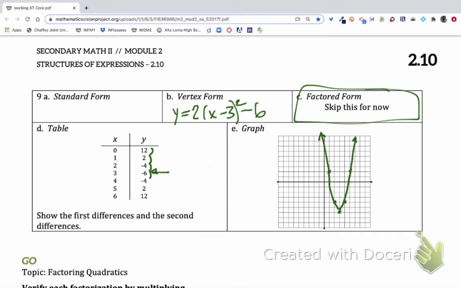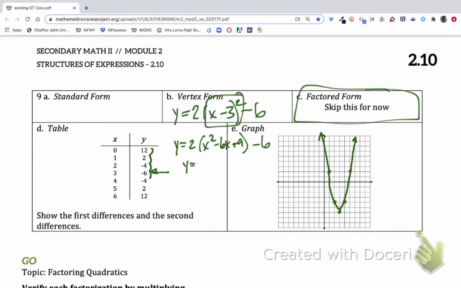And it should be kind of obvious when you look at the graph here that something's off. Maybe it's not obvious that the vertical stretch is 2, but you know that it gets skinnier than what it normally would look like. So that would be the first indicator that something is off. Now, to get this into standard form, you would distribute. So first I'm going to take care of this. I would end up with y equals 2 times x squared minus 6x plus 9.